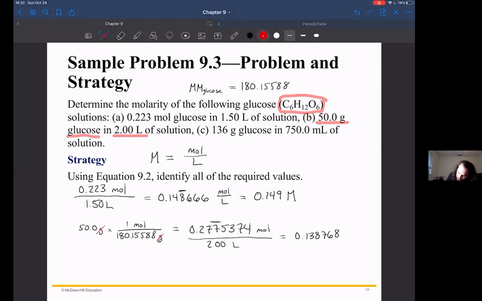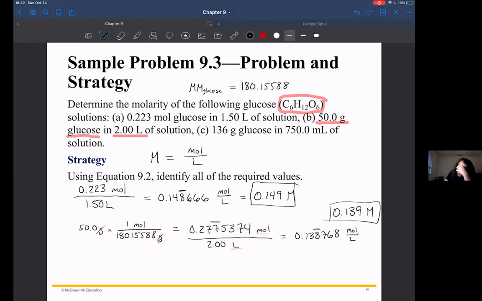My units are moles and liters. Nothing gets to cancel out, right? So this is just moles per liter, and I should have 3 sig figs. So my final answer is 0.139 molar, right? Moles per liter, and that big M, molar, are the same. So that's my answer for part B.